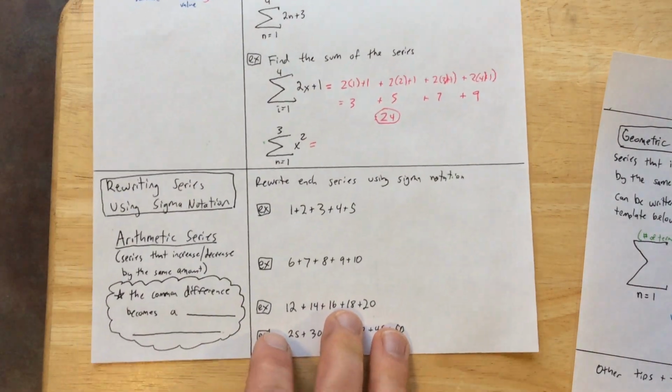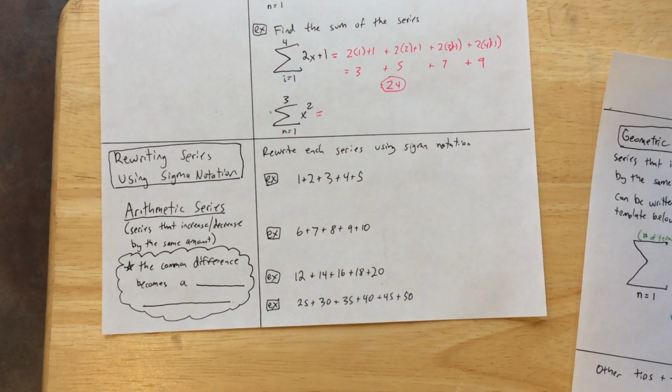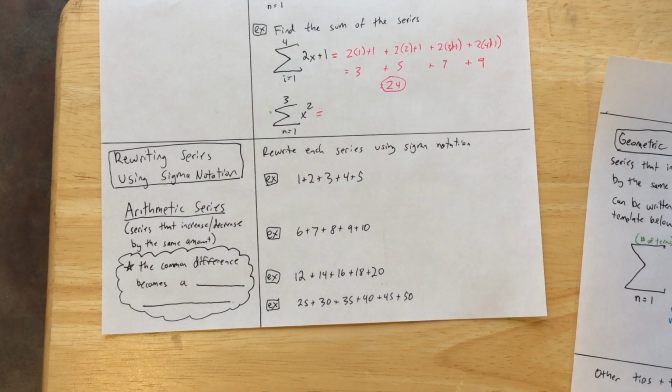So we're going to finish up our notes today, and the first thing we're going to look at is rewriting series using Sigma Notation for arithmetic series. There are basically two types of series that you will encounter when we're working with Sigma Notation. And the first one is what's known as an arithmetic series.